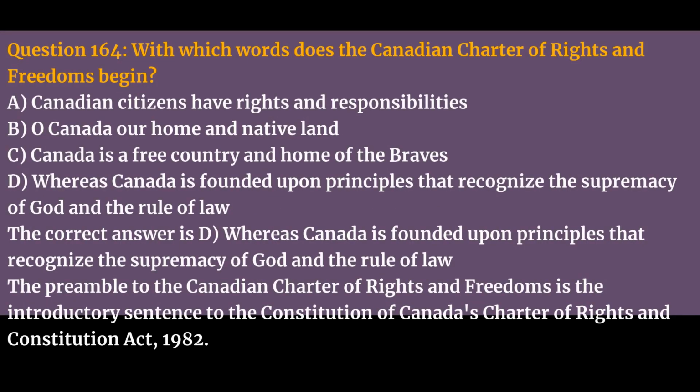Question 164. With which words does the Canadian Charter of Rights and Freedoms begin? A. Canadian citizens have rights and responsibilities. B. O Canada, our home and native land. C. Canada is a free country and home of the brave. D. Whereas Canada is founded upon principles that recognize the supremacy of God and the rule of law. The correct answer is D. Whereas Canada is founded upon principles that recognize the supremacy of God and the rule of law. The preamble to the Canadian Charter of Rights and Freedoms is the introductory sentence to the Constitution of Canada's Charter of Rights and Constitution Act, 1982.